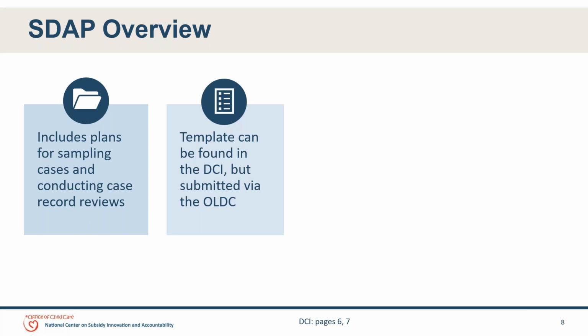There's a template with all of the items laid out. That can be found in the DCI and the data collection instructions. But when you go to submit it, it must be submitted using the online data collection system, or OLDC, and that's a website. And I'll be talking a little bit more about the OLDC in a few minutes. So if that's something that's new to you, don't worry, we will address that shortly.